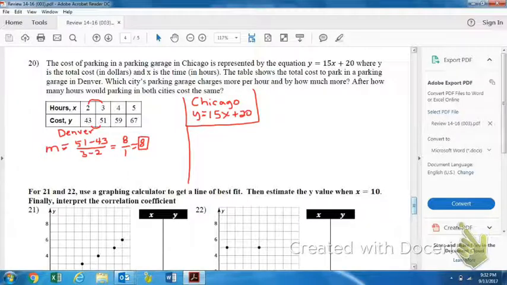So I'm going to put this into the equation, but I've got to figure out the rest of it. So that's going to be y minus 43, and I picked the smallest point, equals the slope times x minus 2. So I put the y value here, the x value here. So you have y minus 43 equals 8x minus 16.